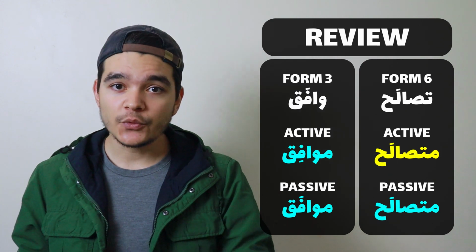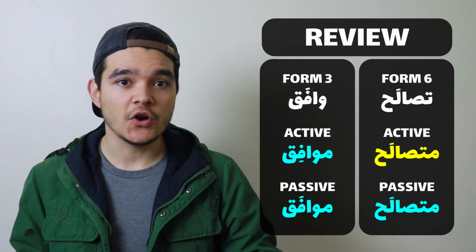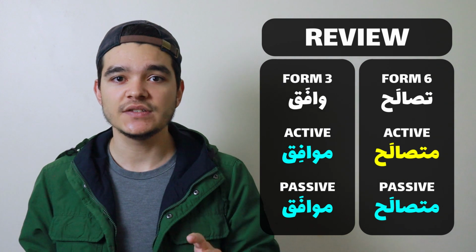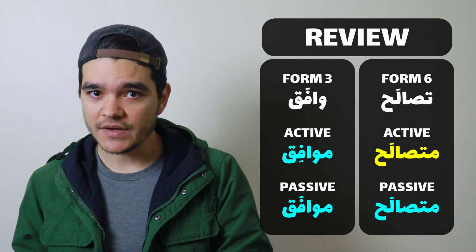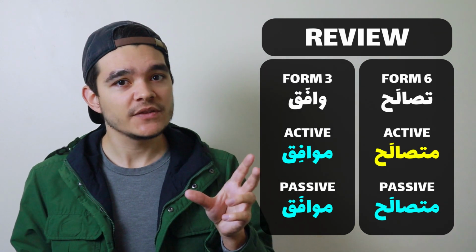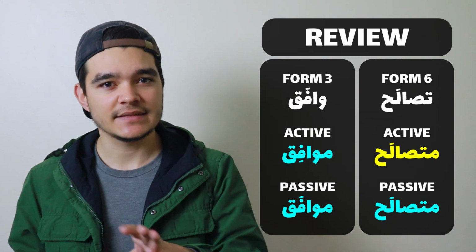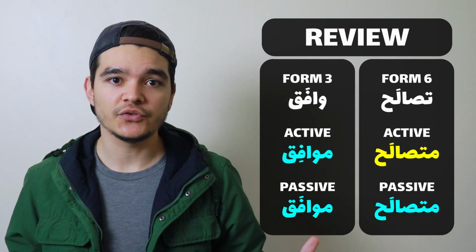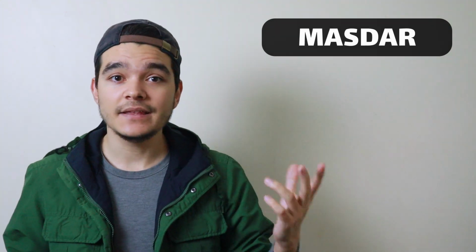So to summarize, Form 3 and 6 have the same pattern, only that Form 6 has a ta in front. Form 3 often refers to actions directed at someone else, whereas Form 6 almost always refers to actions directed at one another. They all take the same prefixes in the present tense and the same suffixes in the past tense. As always, the past tense vowel is always fatha, but whereas Form 3 flips its vowel to a kasra in the present, Form 6 is a rare exception in that it stays the same, also affecting the imperative and the active participle. Otherwise, the participles are formed by adding a meme with a fatha for the passive and a kasra for the active. Lastly, the masdar.